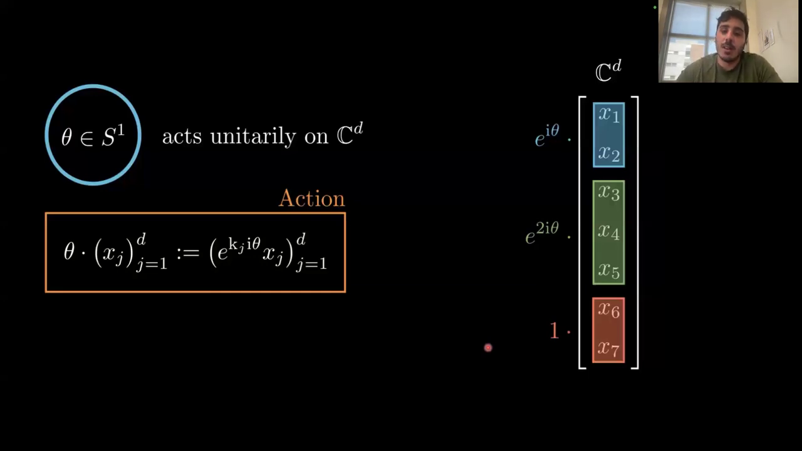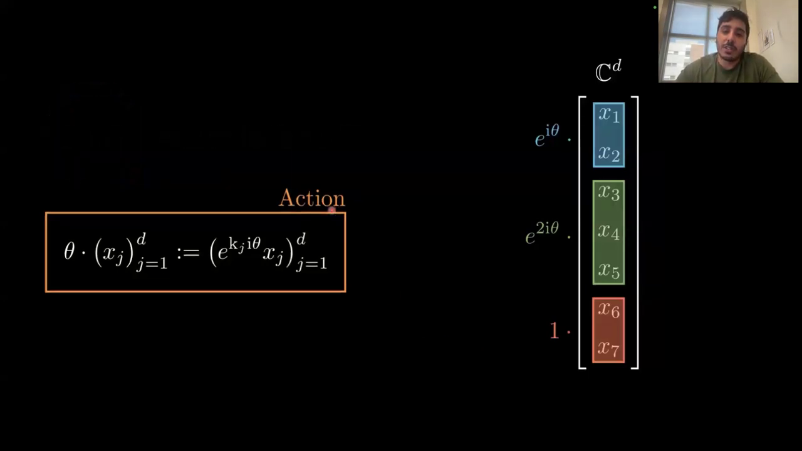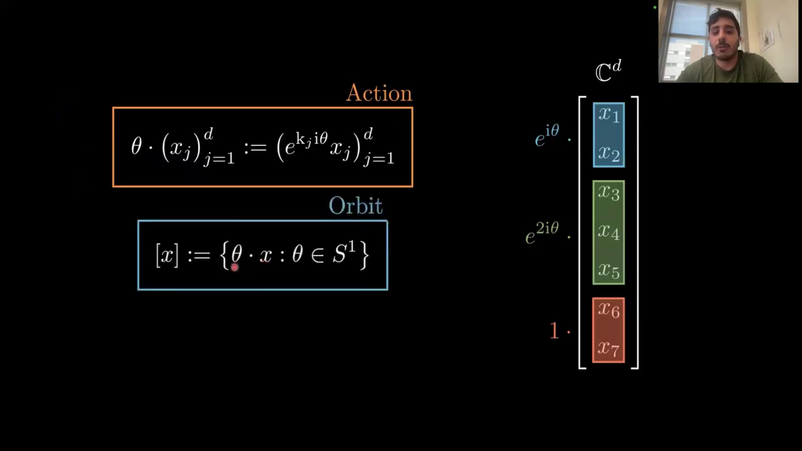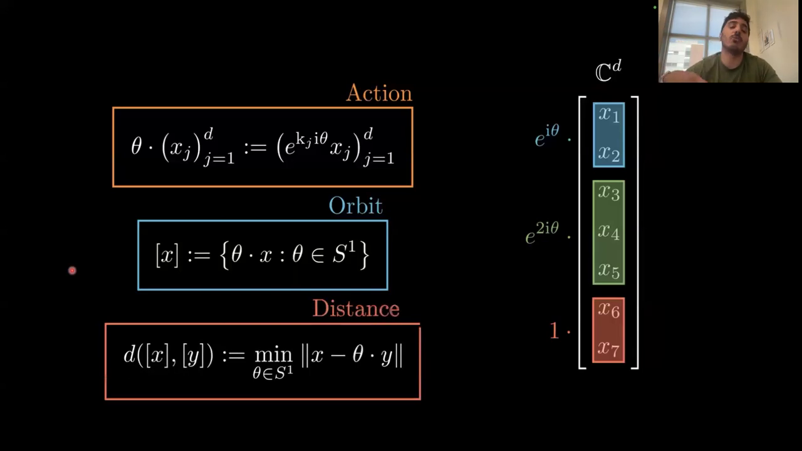That's just an example. And when we have a group action, we talk about orbits. So you think of X and all the possible ways it goes under the action of theta in the circle, and you collect those into a set, and you call those the orbit of X or bracket X. And when we have orbits, we have a unitary action. We also have an orbital distance, a distance between orbits. You create a metric space on these equivalence classes.